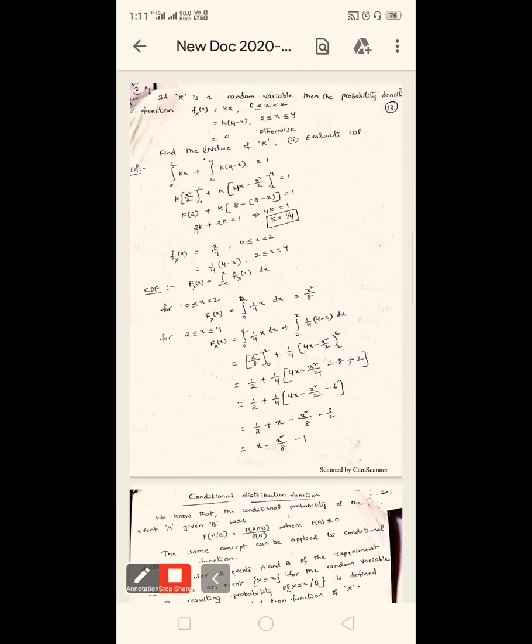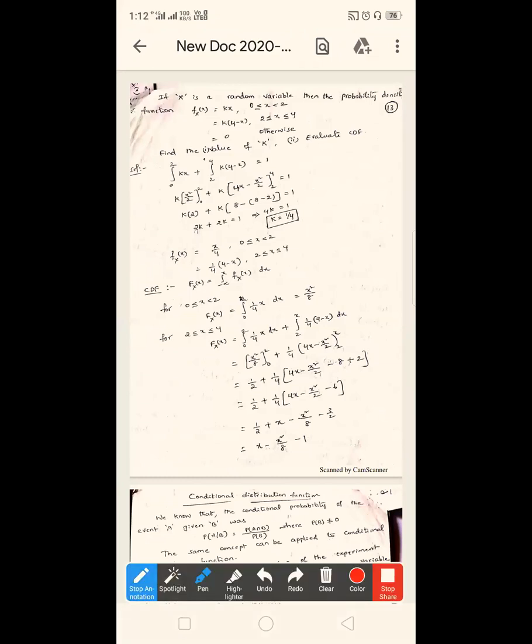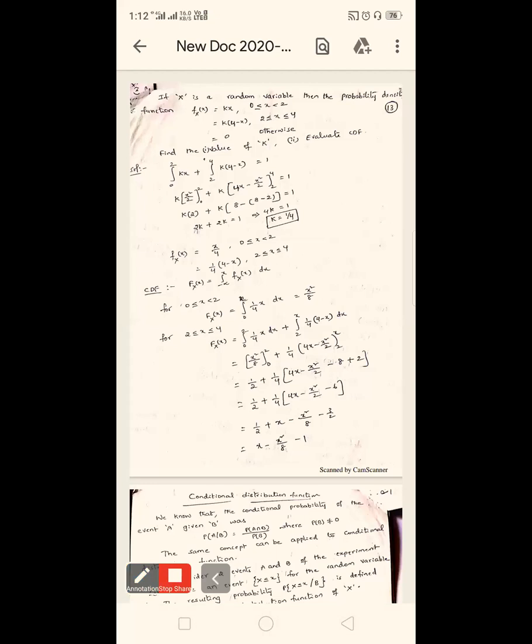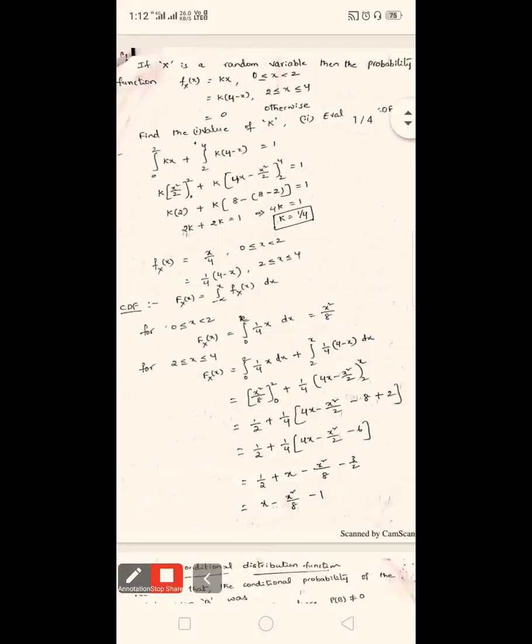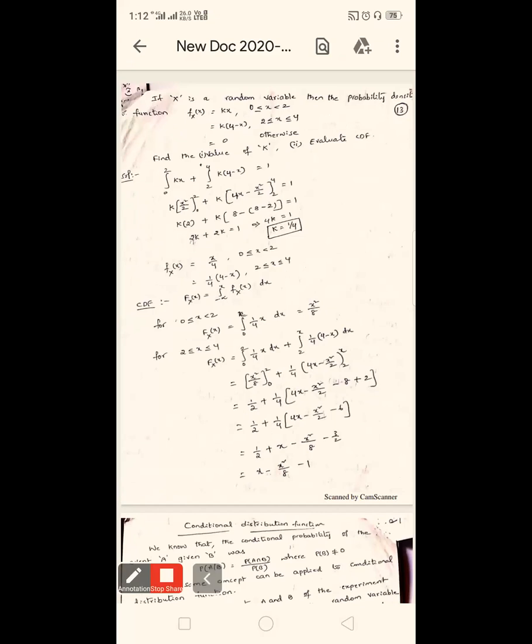Now is the screen visible to you? Yes, ma'am. Anyone can respond, please. Is the screen visible to you properly? Yes, ma'am. Okay. I have scanned this document. Now is the screen clear for you? Yes, ma'am. Okay.